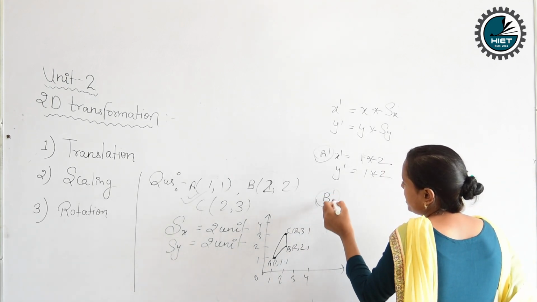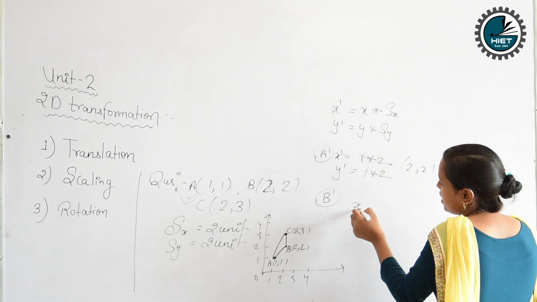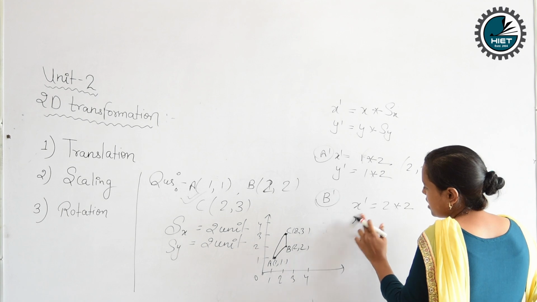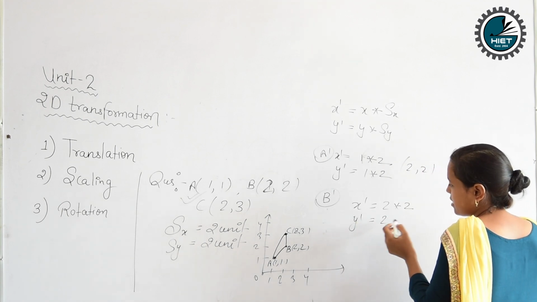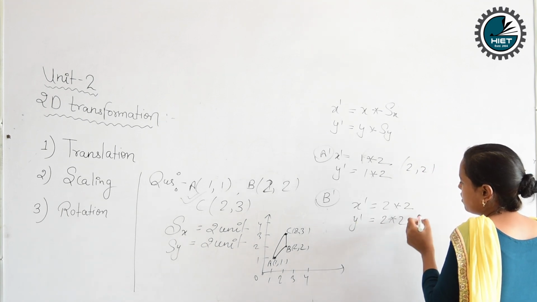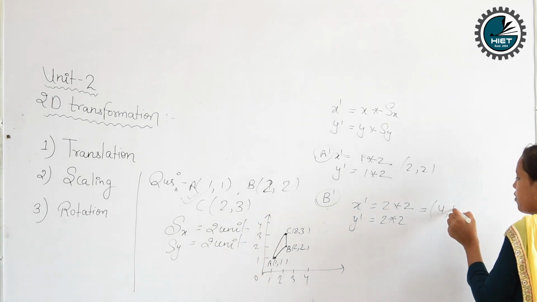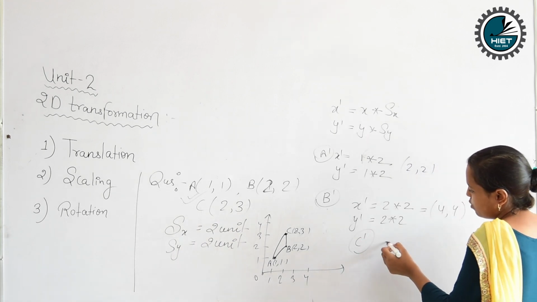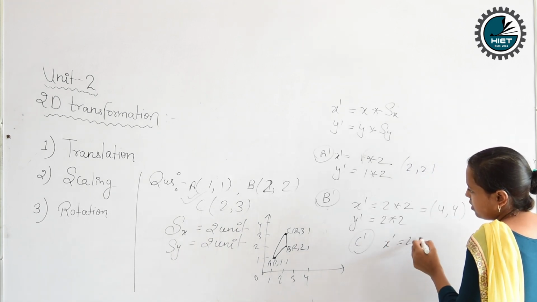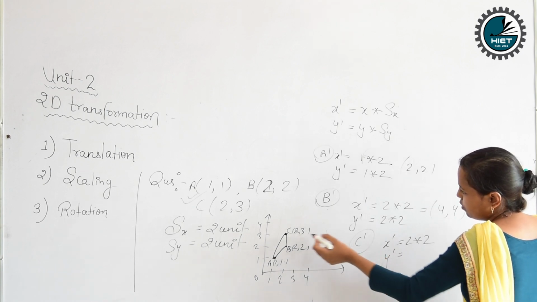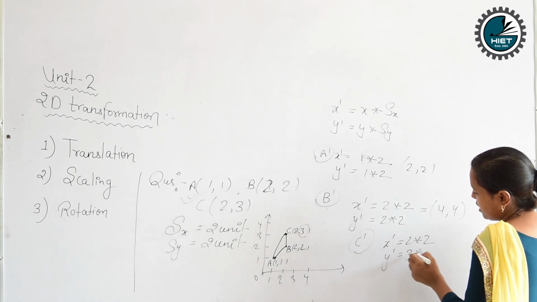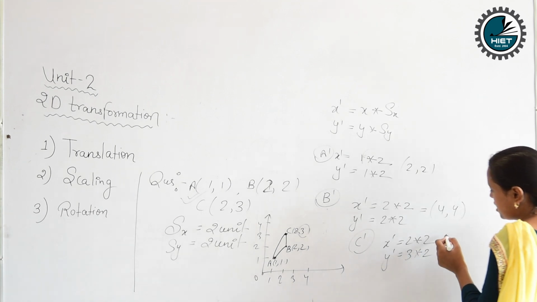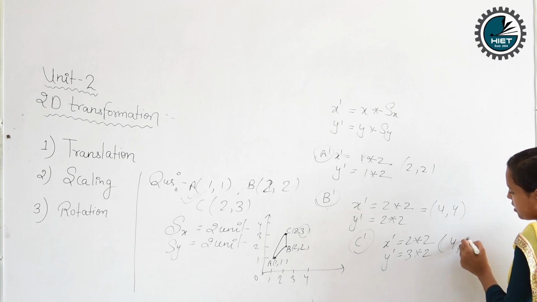For the B point, B dash, the new B point: x dash equals 2 multiplied by the scaling factor along the x-axis, and y dash is 2 multiplied by the scaling factor along the y-axis, that is 2 multiplied by 2. So the new coordinate of the point B will be 4 comma 4. As for C dash, x dash equals 2, and y dash equals the old value of y, 3, multiplied by the scaling factor along the y-axis, that is 2. So the new coordinate of C dash will be 4 comma 6.